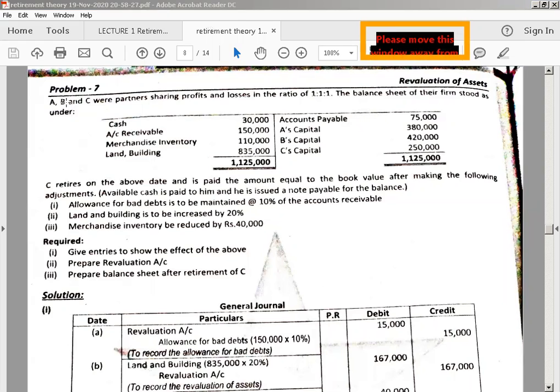Now the question is: A, B, and C were partners sharing profit and losses in the ratio 1:1:1. This ratio means that they are equal partners. The balance sheet of the firm stood as under. On the debited side we have cash, accounts receivable, merchandise inventory, closing, land and building. On the credited side, we have accounts payable and the capital of A, capital of B, and capital of C. This is your asset side, which is your debited side, and this is your credited side, which is your equities side.